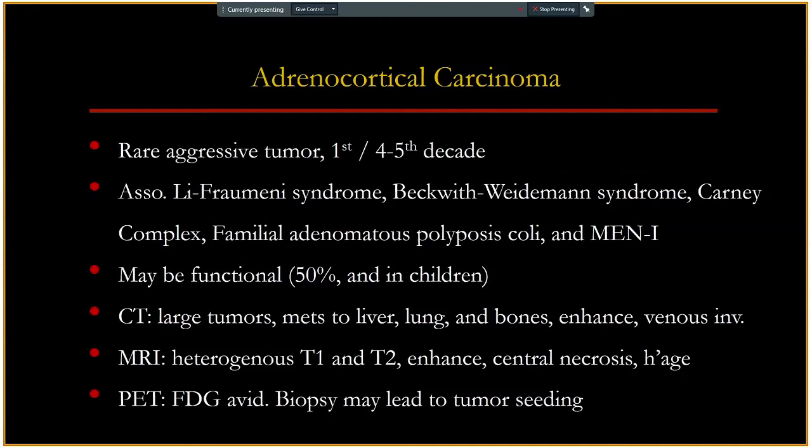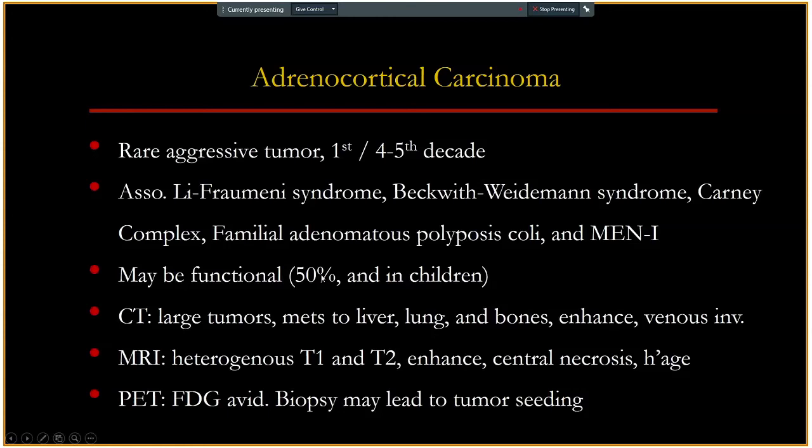All right, so next tumor we'll talk about is adrenocortical carcinoma. These are rare but aggressive tumors. They show a bimodal distribution. They're more common in the first and fourth or fifth decade of life. They're associated with Li-Fraumeni syndrome, Beckwith-Wiedemann syndrome, Carney complex, familial adenomatous polyposis, and MEN type 1. And so these can be functional as well.